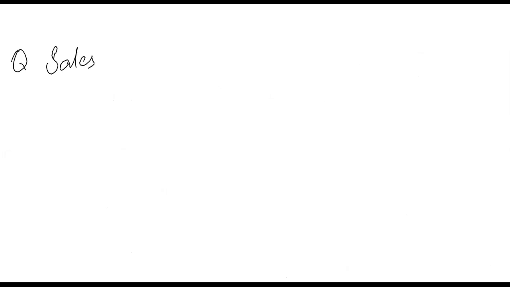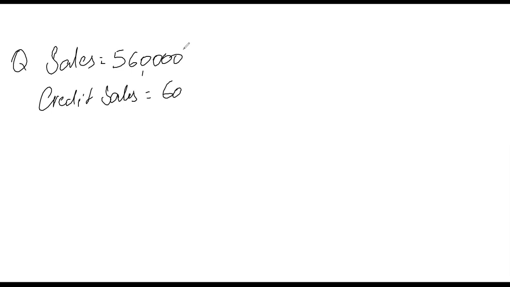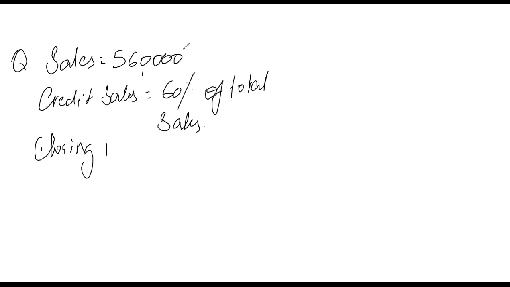So the company sales is, I'm obsessed with the number 7, I don't know why, company sales is 5,60,000, I suppose. And out of this, the company has indicated that credit sales is 60% of total sales. And the closing receivables are 1,20,000.